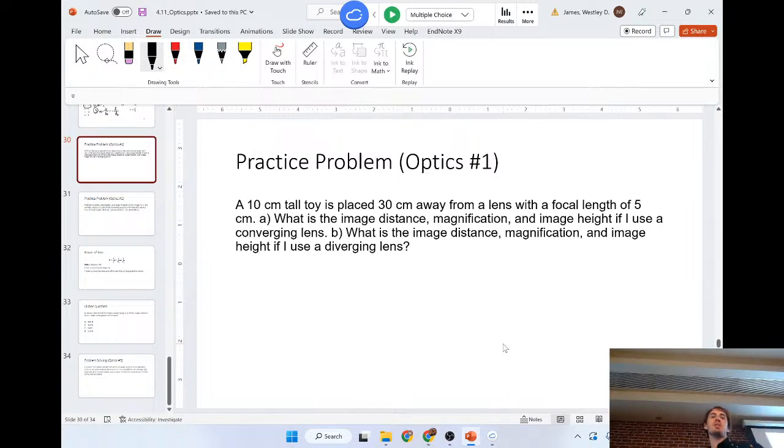A 10 centimeter tall toy is placed 30 centimeters away from a lens with a focal length of 5 centimeters. What is the image distance, magnification, and image height if I use a converging lens?